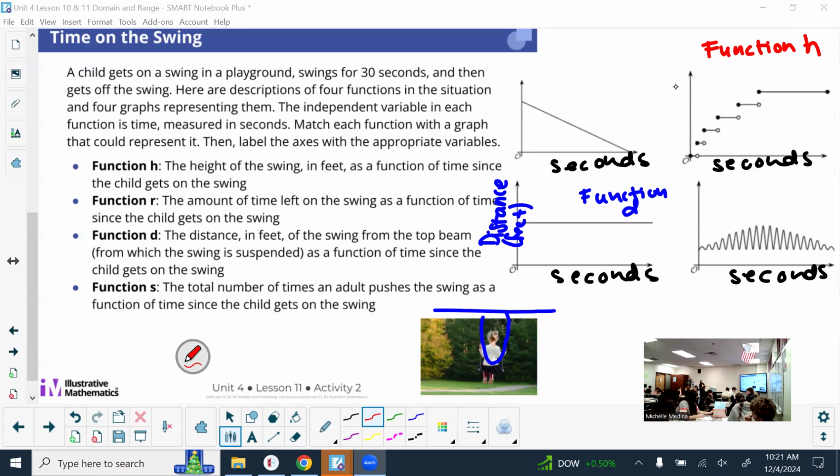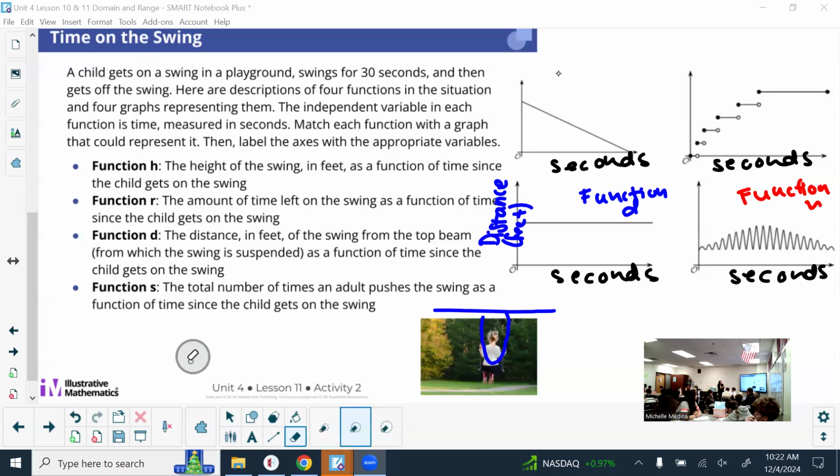So which one should function H probably go with then? The bottom right, the one that goes up and down constantly. Because yeah, the height for a swing would increase and decrease. And it has parts where it's kind of getting momentum and then slowing down. So function H would probably be better with this one. All right, so I already wrote it down. And the axes, the y-axis would be the height of the swing in feet.